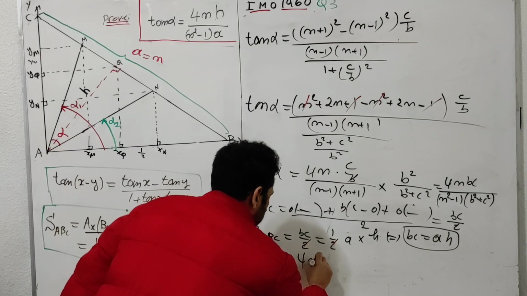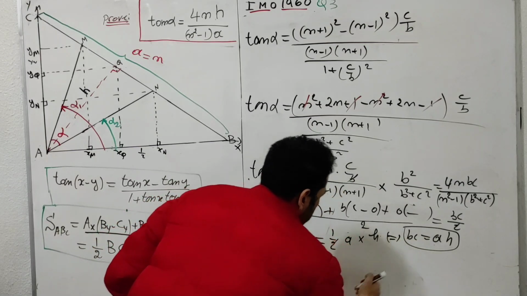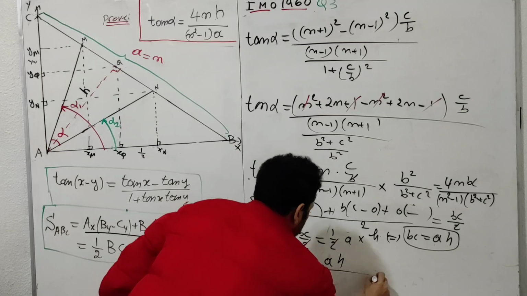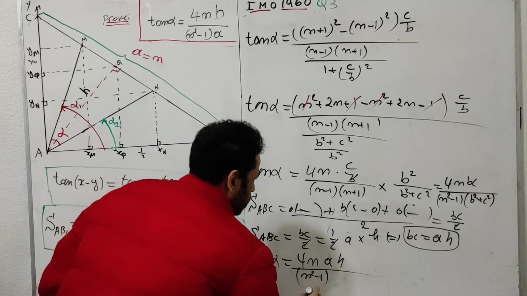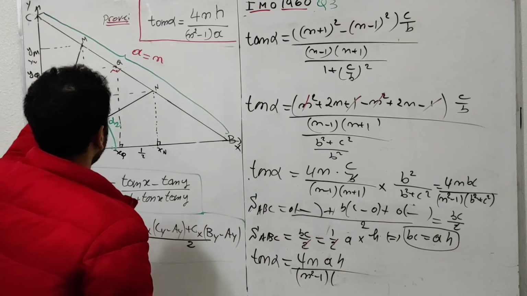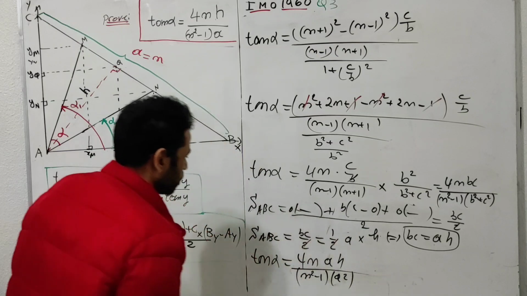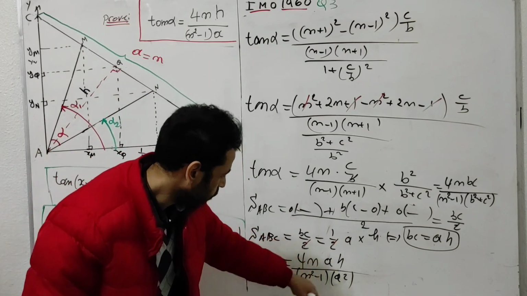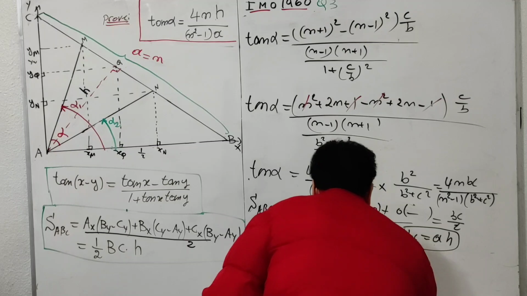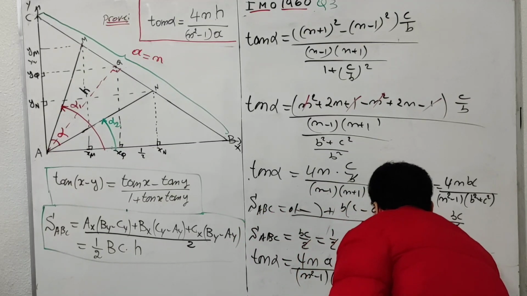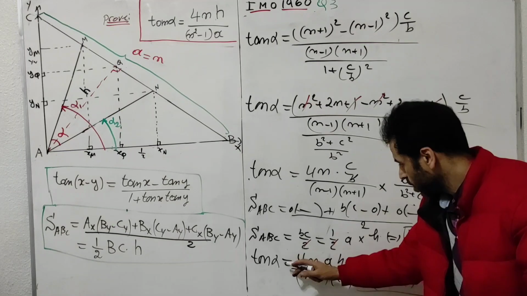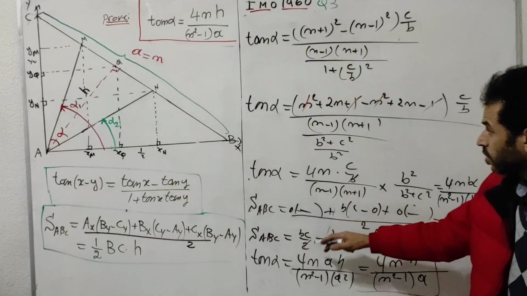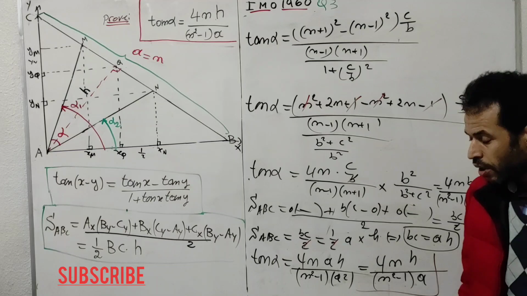Okay, now I will get tangent alpha equal to 4 times n, BC will be replaced with AH. The whole thing is divided by n square minus 1 multiplied by B square plus C square, equal to A square. Okay, now I'm going to simplify A from numerator and denominator. I will get 4 times n h divided by n square minus 1 multiplied by A. This is exactly the expression that was given, as a proof. Now we are done with this problem.